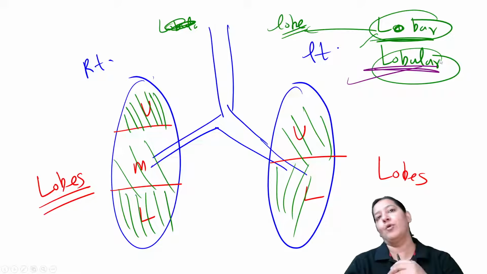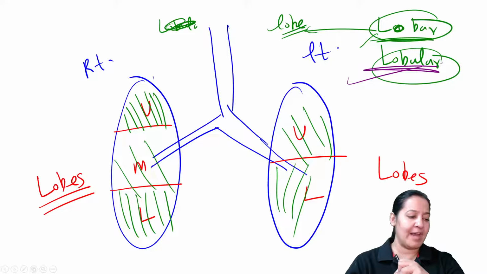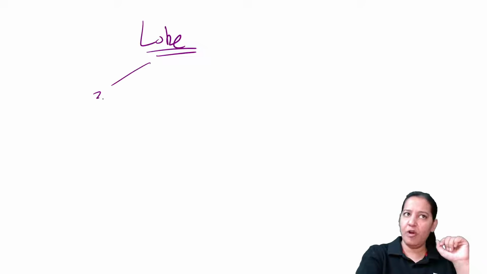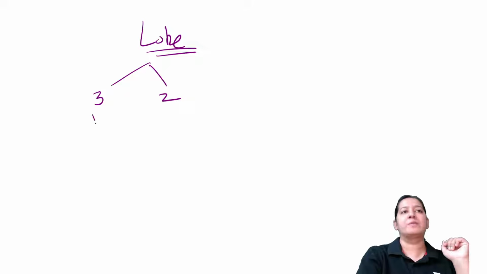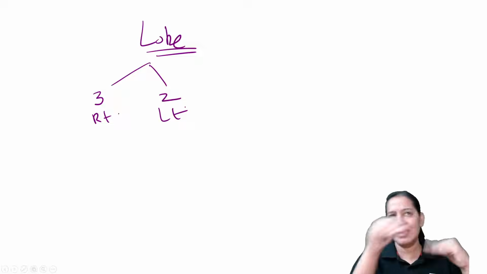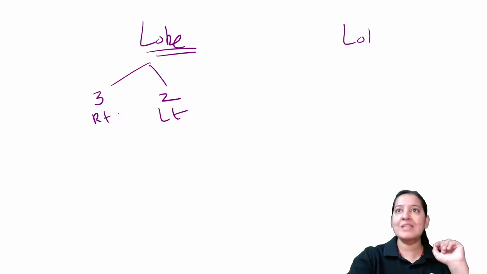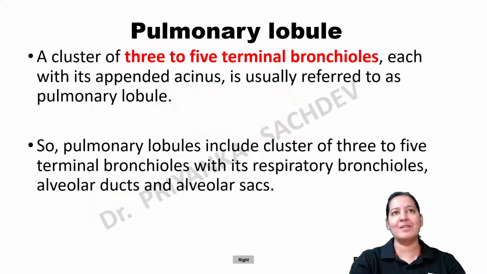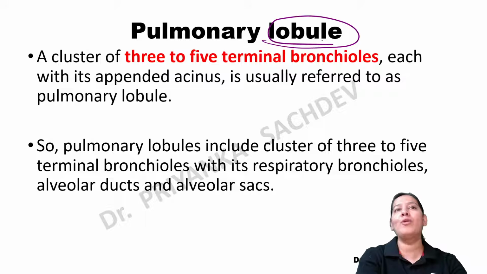So what is a lobule? Can anyone of you tell me, Dr. Priyanka or anyone who is watching me live? You know what a lobe is. There are 3 lobes in the right lung and 2 lobes in the left lung. We divide the lung anatomically into various portions; that is a lobe. But what is a lobule? Pulmonary lobule.